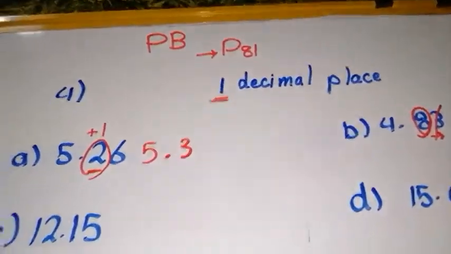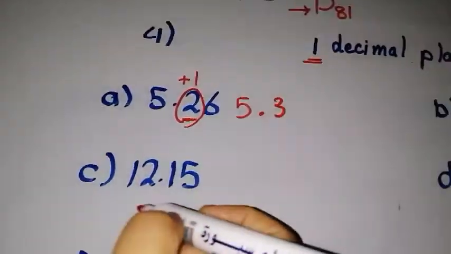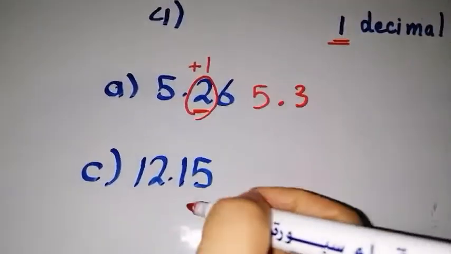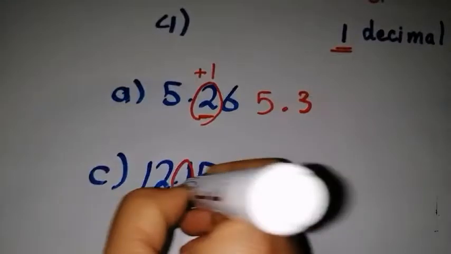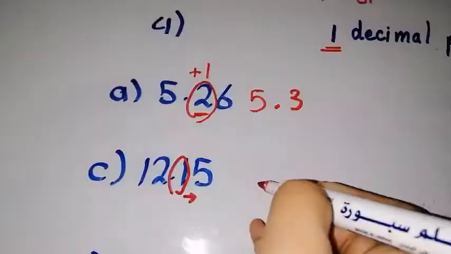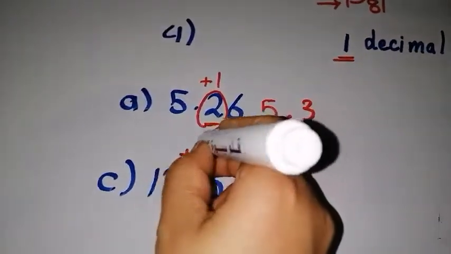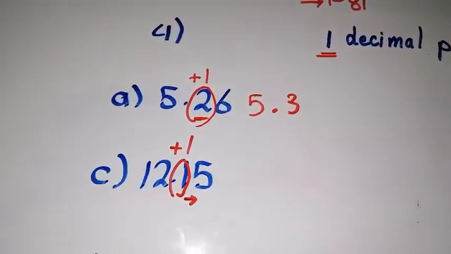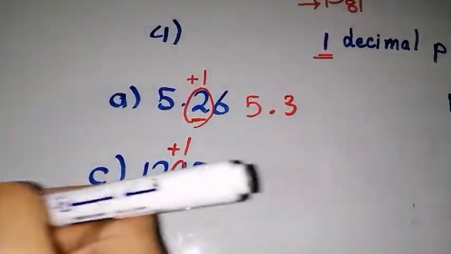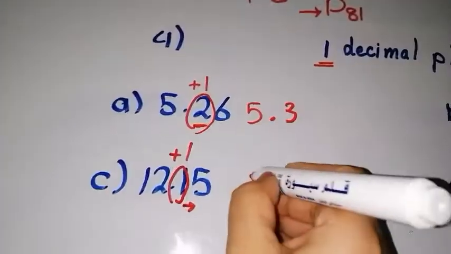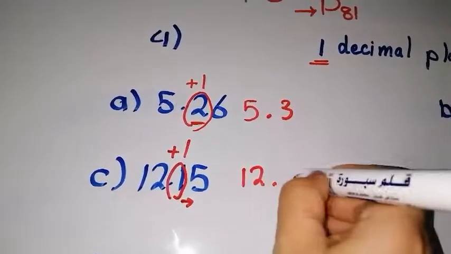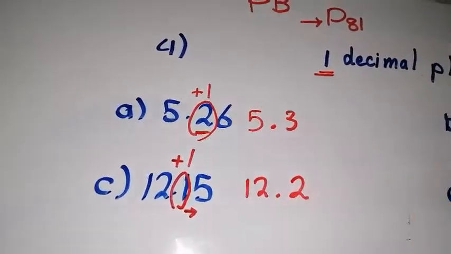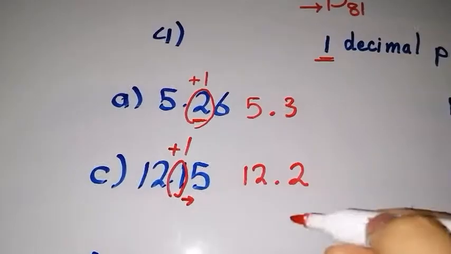Okay, let's see next. C, 12.15. Now let's see. Circle the number. Look next door. 5 or more, yes. Add 1 more. Numbers on the right, 0 is the same. Numbers on the left just stay the same. Let's write now. 12.1 plus 1 is 12.2. And that's it. 1 decimal place.